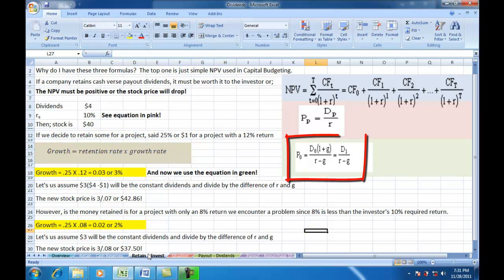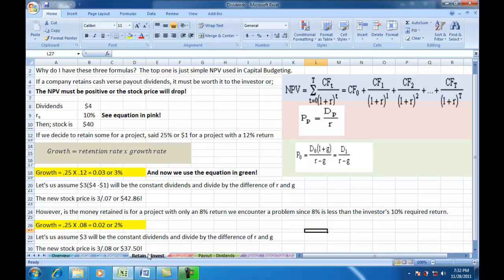Now we look at this equation here. This is the constant growth model. The new dividends will be 75% of the original $4 or $3. The $1 is retained to be invested in an idea with a 12% return. Now this 12% could also be considered return on equity or ROE.